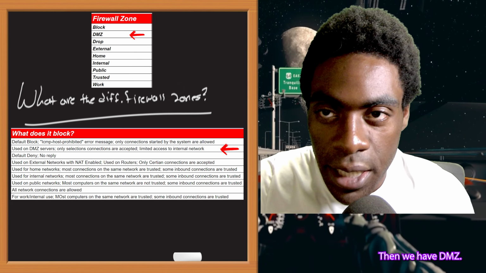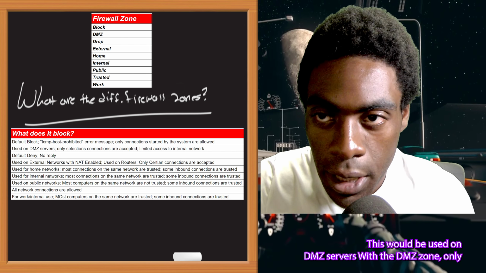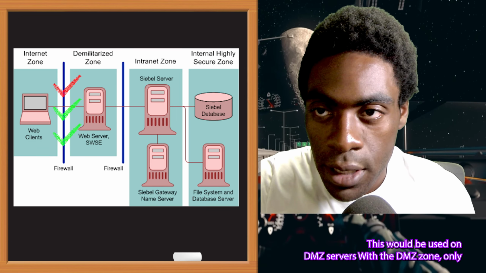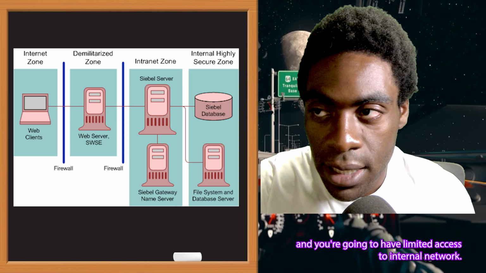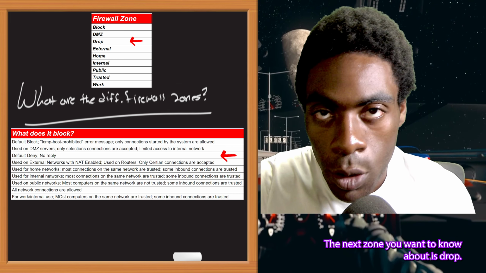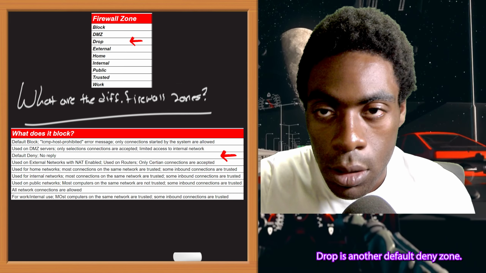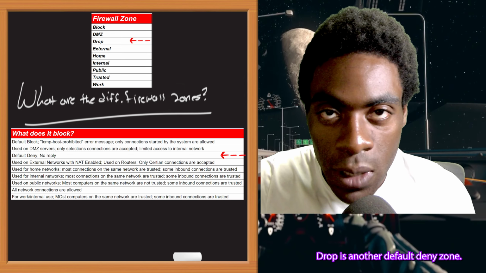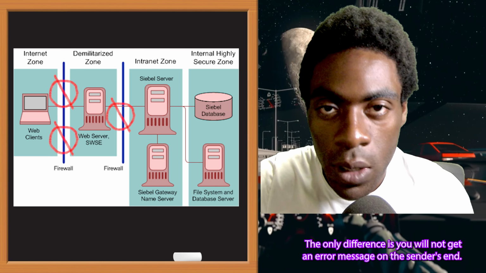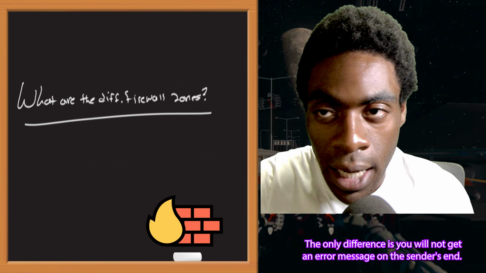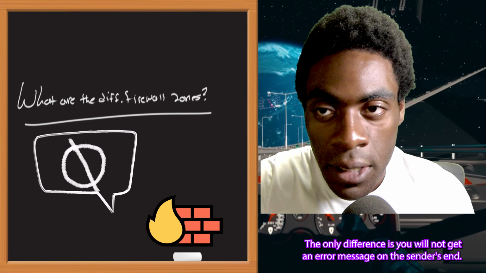Then we have DMZ. This should be used on DMZ servers. With the DMZ zone, only some connections are accepted, and you're going to have limited access to the internal network. The next zone you want to know about is drop. Drop is another default deny zone, so connections in the drop zone will be dropped. The only difference is you will not get an error message on the sender's end.